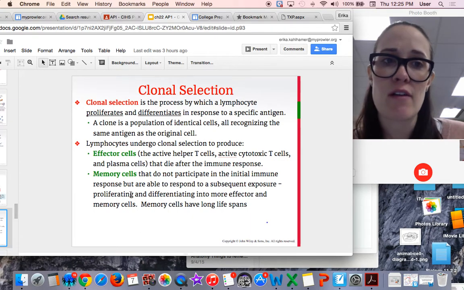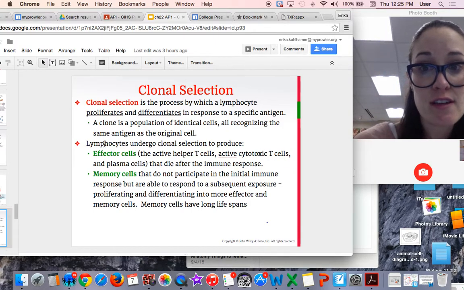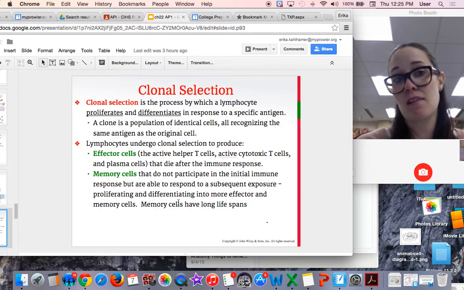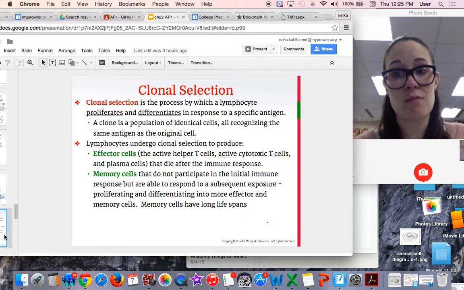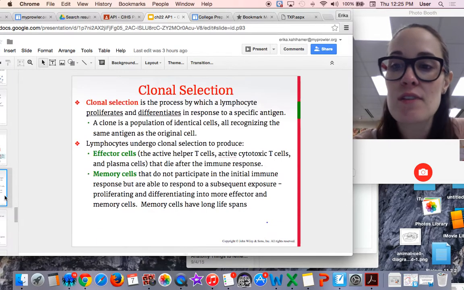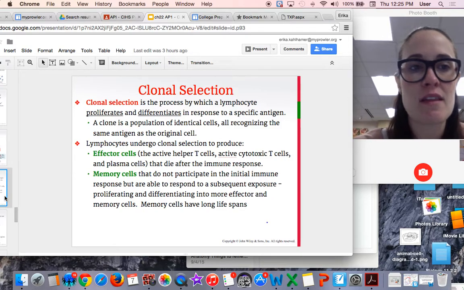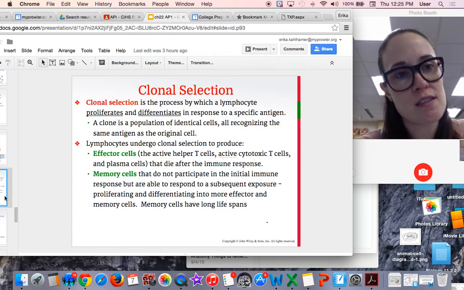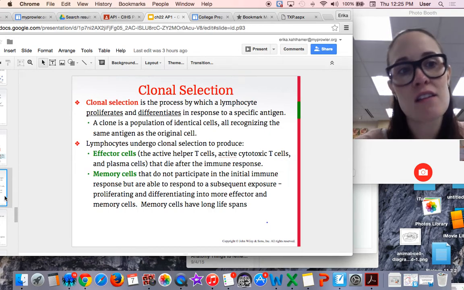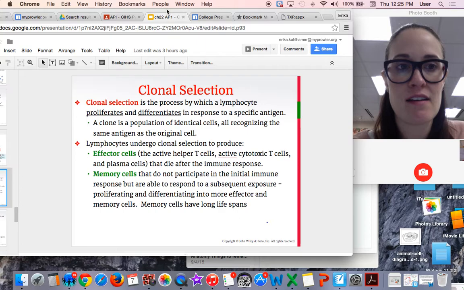They proliferate quickly, differentiate quickly into more effectors and more memory cells that essentially fight off chickenpox before I even have it. Okay, so that is an abbreviated version of the adaptive immune system. The main thing you need to focus on is the activation and the difference between B cells and T cells, antibody mediated and cell mediated immunity.